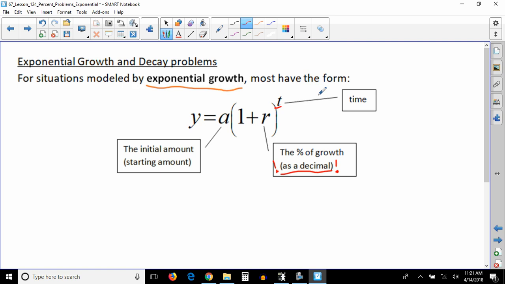If it takes years to earn that interest rate, then the time is in years. If it takes 3 days, then the time is in 3 days, something along those lines. So I need you guys to pay attention to that. Most of the time it'll be pretty straightforward, but there might be a trick problem in there once in a while where they tell you that it does something a little differently.